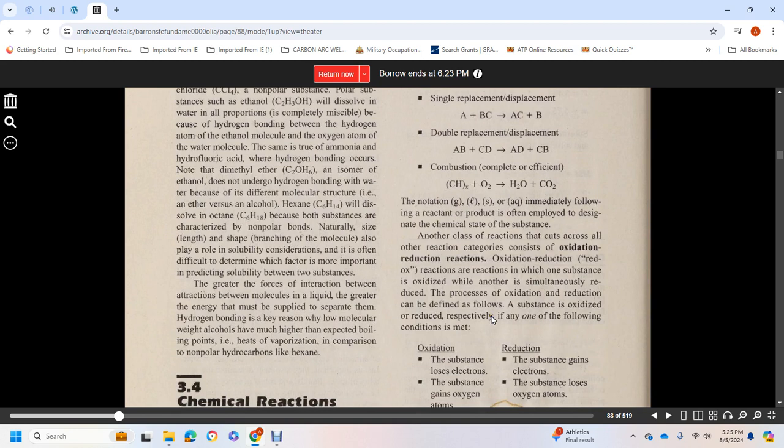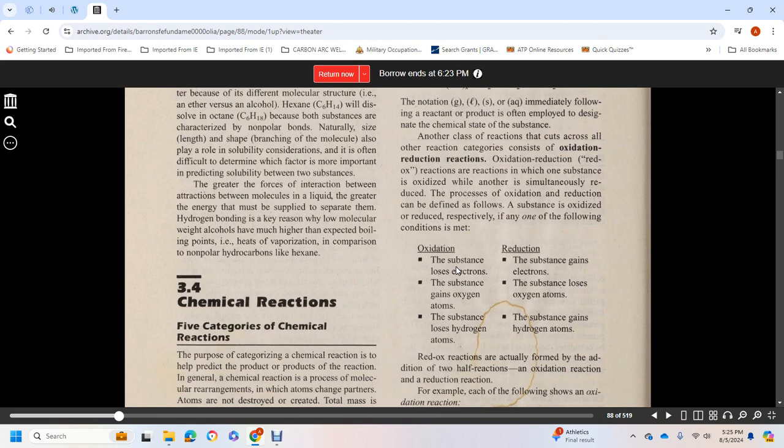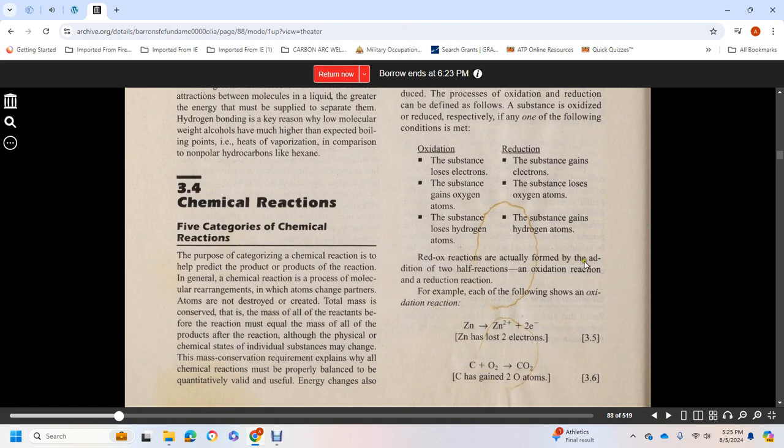Another class of reaction that cuts across all of the reaction categories consists of oxidation-reduction, or redox, reactions, in which one substance is oxidized while another is simultaneously reduced. Oxidation and reduction can be defined as follows. Substances are oxidized or reduced respectively if any one of the following conditions is met. Oxidation: the substance loses electrons, gains oxygen atoms, or loses hydrogen. Reduction: the substance gains electrons, loses oxygen atoms, or gains hydrogen atoms. Redox reactions are actually formed by the addition of two half reactions, an oxidation reaction and a reduction reaction.